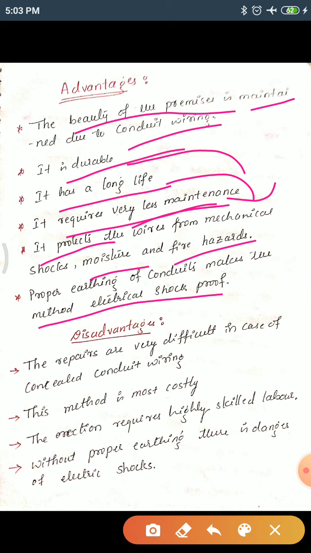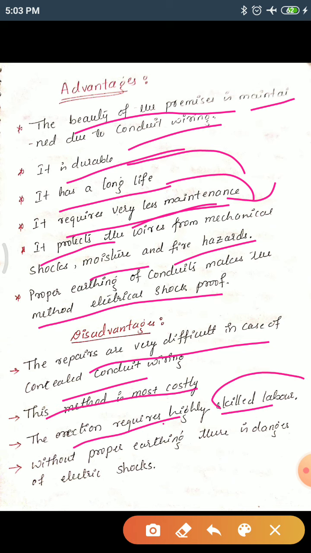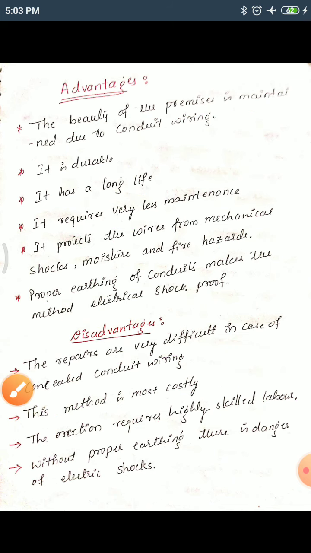What are the disadvantages of this? Repairs are very difficult in the case of concealed conduit wiring, because everything is concealed, meaning everything is laid inside the wall. To repair anything is a bit difficult for us, and we are not going to damage any wall. So there will be instruments with which we can draw the wires and check them. The method is costly, and erection requires highly skilled labor. And without proper earthing there is a danger of electric shock.